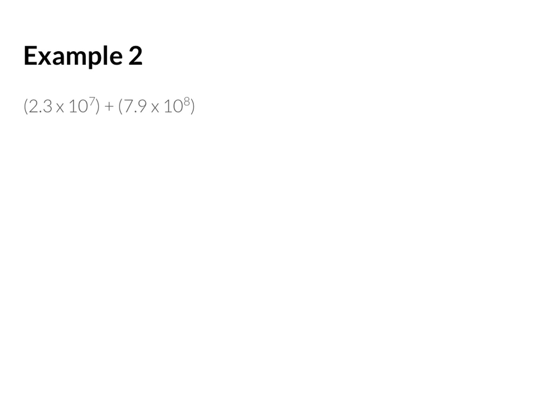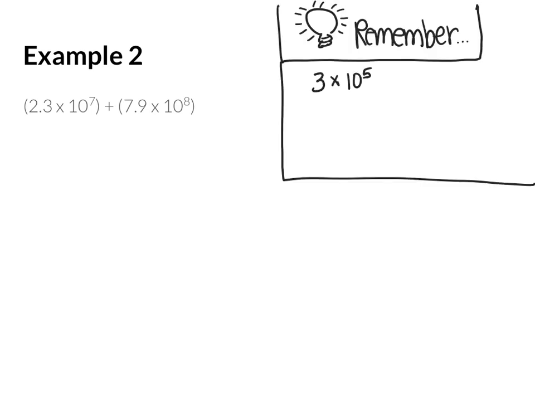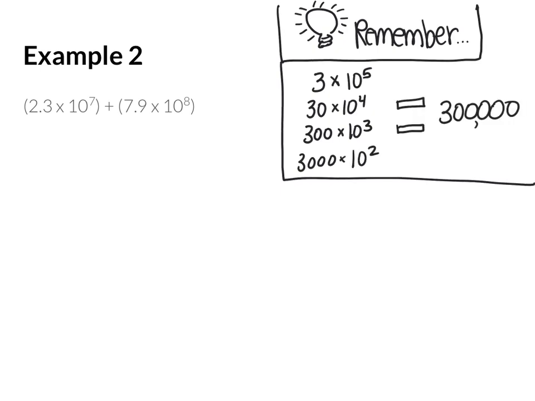Example 2, we're going to use the same strategy of factoring. However, we don't yet have a common denominator. Come over to the side for a second, and let's remember that when we have 3 times 10 to the 5th, that's equivalent to 30 times 10 to the 4th, or 300 times 10 to the 3rd, or 3,000 times 10 squared. Although the only one written in scientific notation is the single digit, the number between 1 and 10 multiplied by the power, all of them are mathematically accurate and they equal 300,000. Let's use this to make this problem easier.